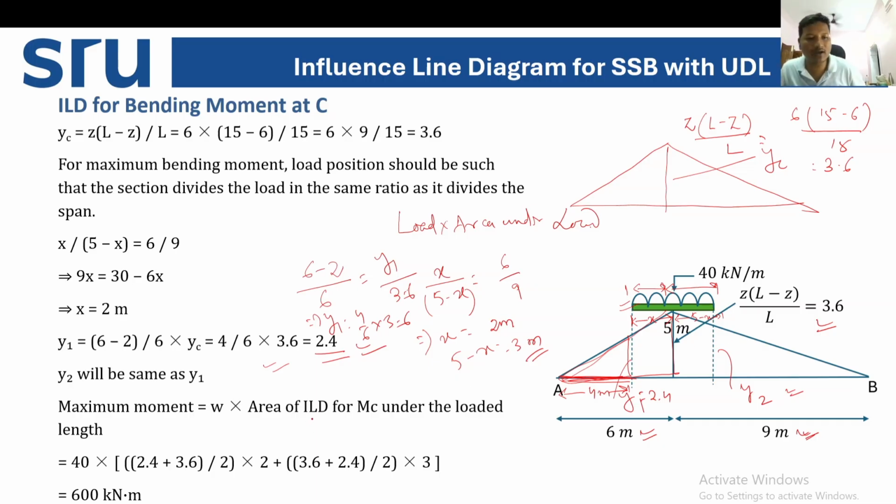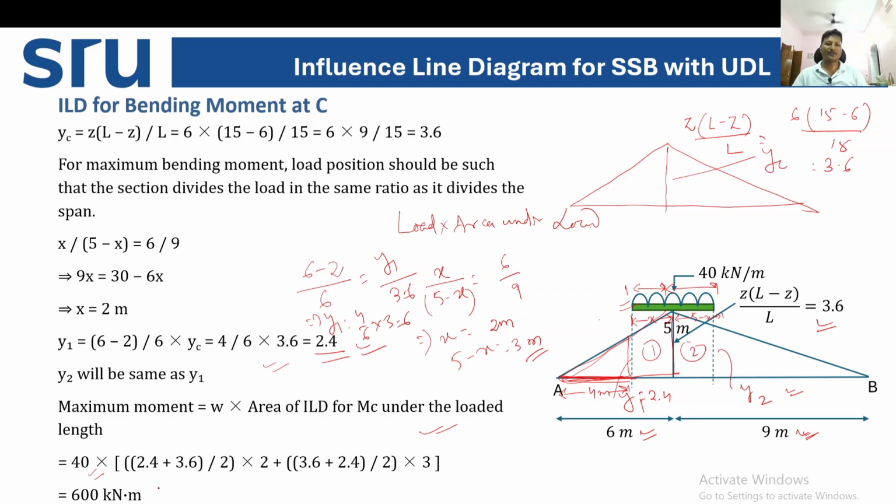So how can we calculate the maximum moment now? The load into the area of the ILD for MC under the loaded length. So the load W is 40 kilonewton into the area, which is here one trapezoidal and here another trapezoidal, trapezoidal 1 and trapezoidal 2.